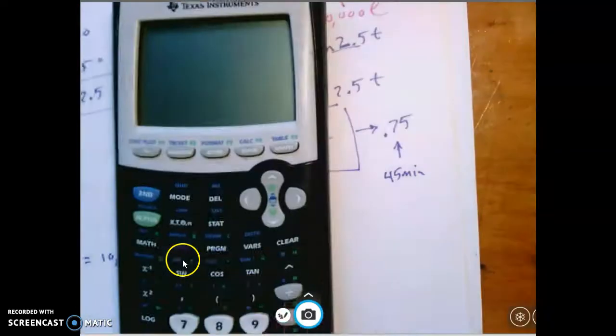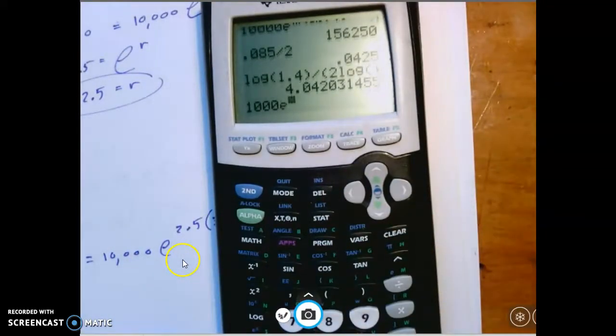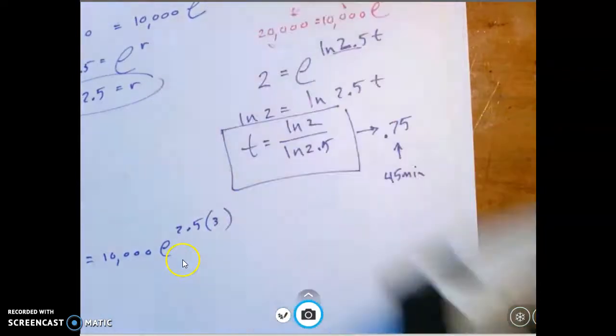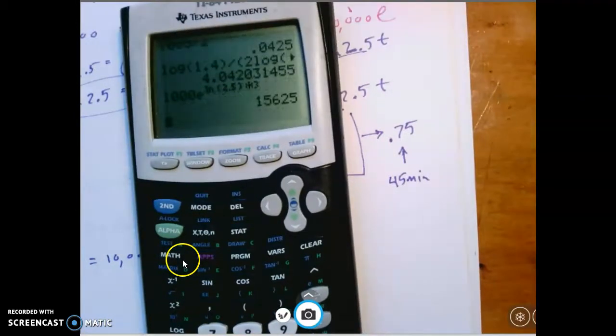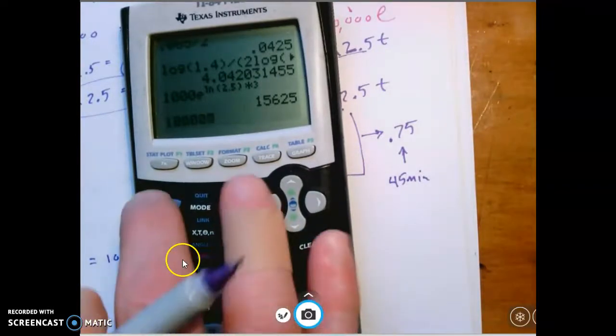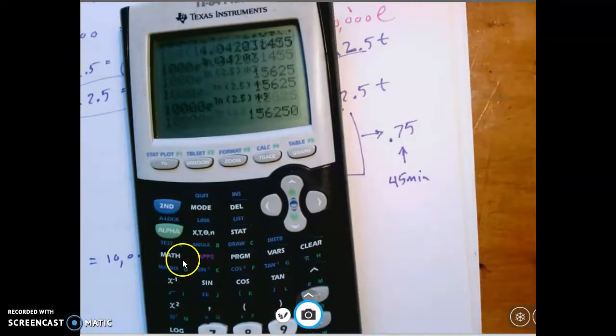And if I put this in my calculator, 10,000 times e raised to the, that's an ln of 2.5, thank you very much, close parenthesis, times 3, making sure it's all in my exponent, gives us 156,000. I screwed up a 0 there. In fact, that sort of brings me to another point that I can let you do. Where's the ln? 2.5, close, times 3. Boom. So there's our 156,000, which is about what we're looking at.